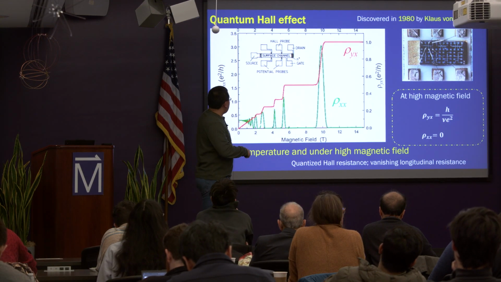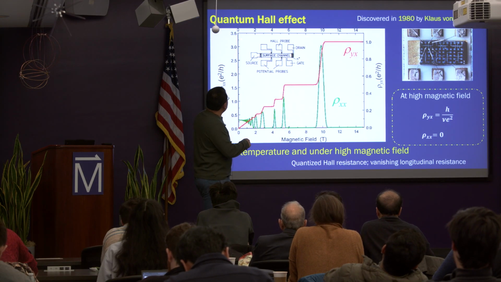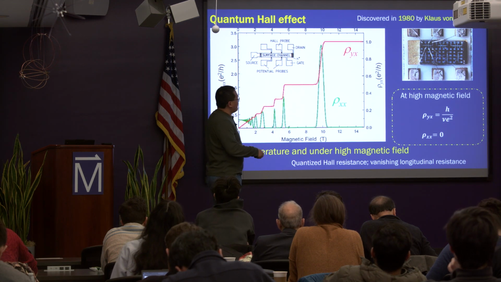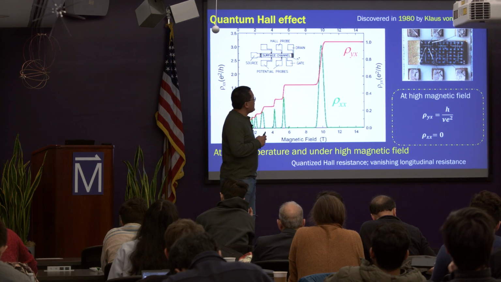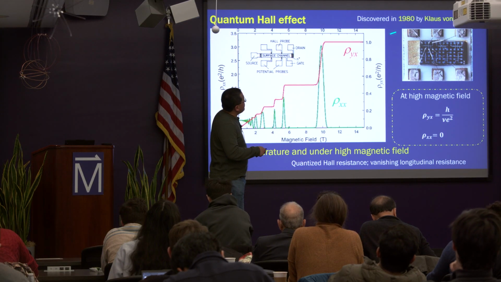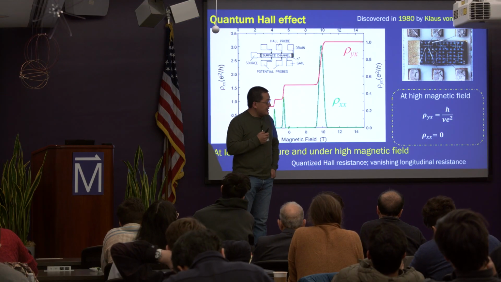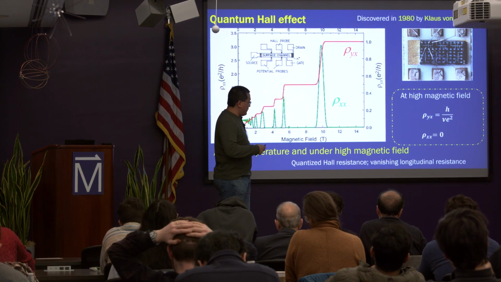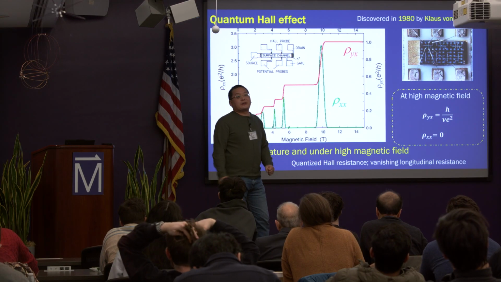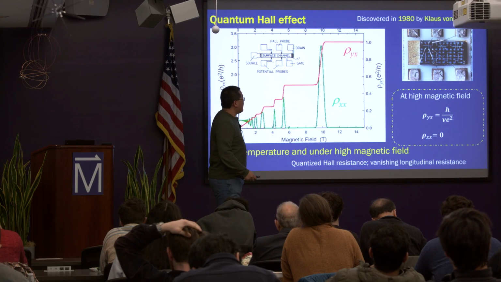We saw a similar image in the first two talks. At high magnetic field, the Hall resistance is quantized and the longitudinal resistance is vanishing, close to zero. The quantum Hall effect, as we already heard in the first two talks, was first discovered by von Klitzing in the 1980s. It is usually observed in a 2D electron gas at low temperature under high magnetic field.